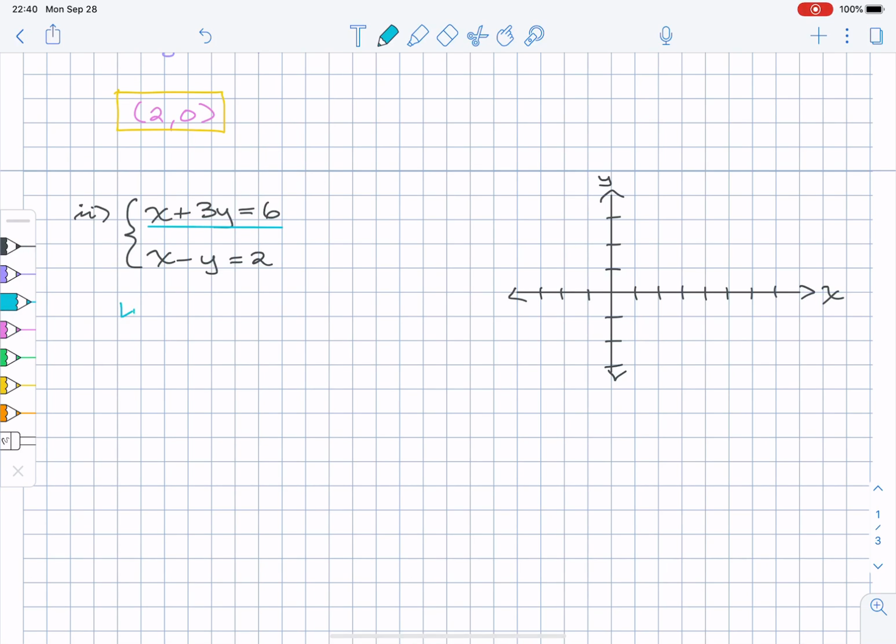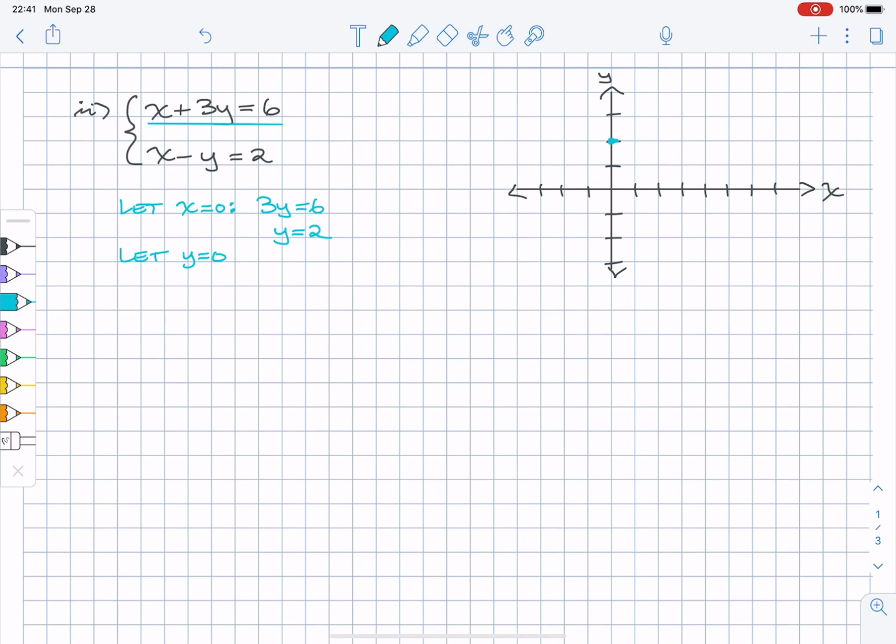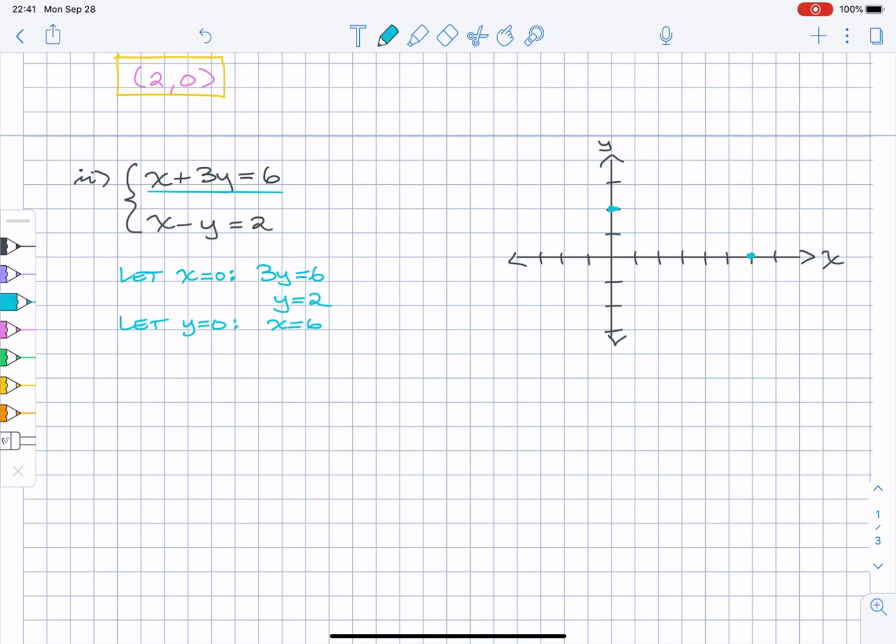And let's let x equal 0. That gives us 3y is equal to 6, or y is equal to 2. So that's our first point. Then let's let y equal 0. And that gives us x is equal to 6. Okay, so that looks like it's going to be something like so. There we go. Call this line 1.